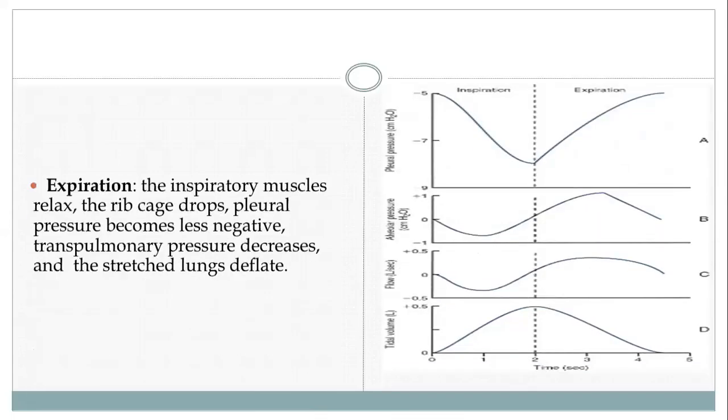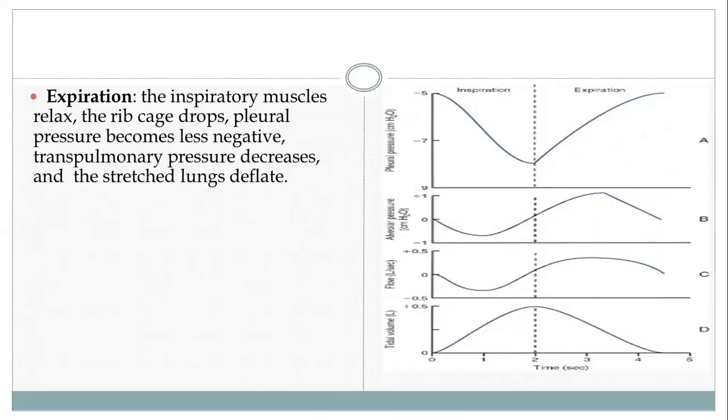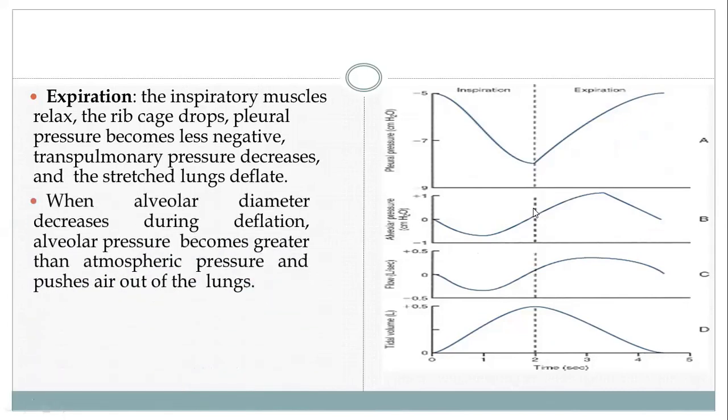But during expiration, the inspiratory muscles relax, the rib cage drops, the pleural pressure becomes less negative, and the transpulmonary pressure will be decreased. So this difference which was created in inspiration is now gone. This is the end inspiration phase, and the lungs will be deflating. The alveolar diameter will again be decreasing. The alveolar pressure becomes greater than the atmospheric pressure, and the air will be pushed out. So this is what is happening.